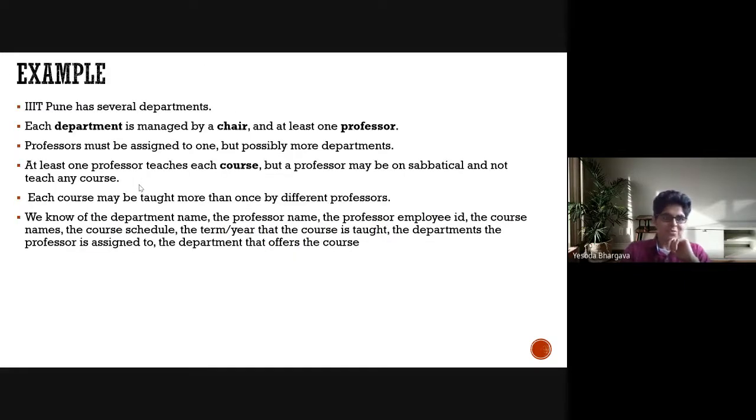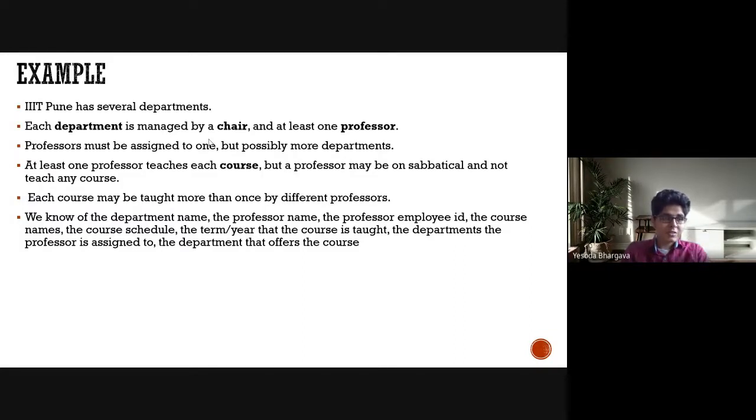Okay. So here it mentions that at least one professor teaches each course, but a professor may be on sabbatical. Sabbatical generally means a planned leave, and not teach any course. So when you read this particular line or statement related to the example, how do you think the multiplicity between the professor and course changes? Yeah. So as Ayush has mentioned, in that particular case, we can say that a professor can teach zero or many courses.